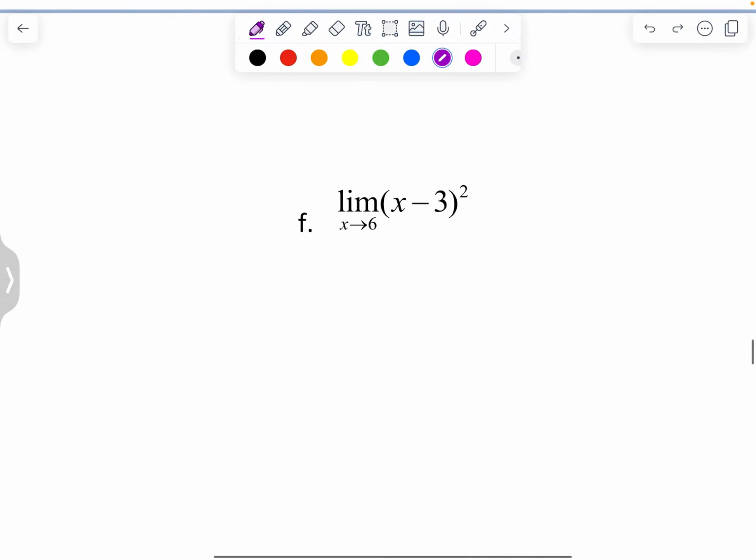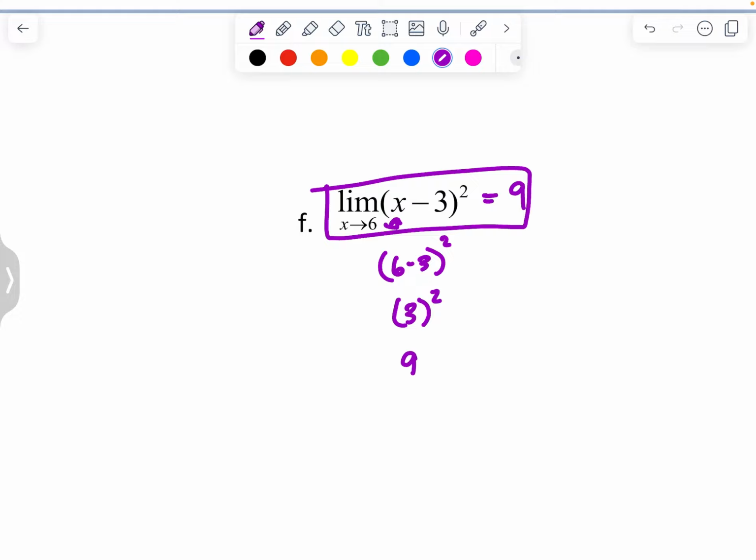If you want to give this a shot, pause the video, try this one out on your own. All right, so here it is. All you do is plug this in. You end up with 6 minus 3 squared. 6 minus 3 is 3, so we do that first, parentheses. Then we square, which is 9, so the limit as x approaches 6 for this function is 9.